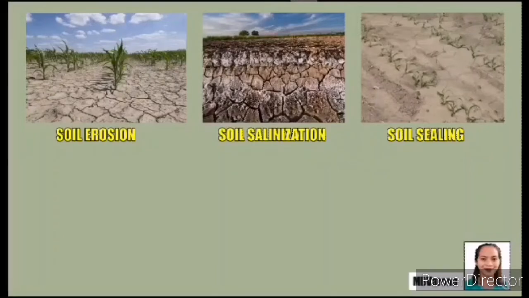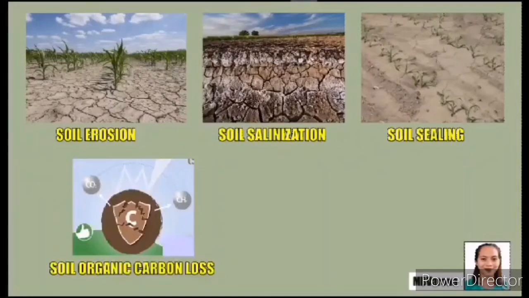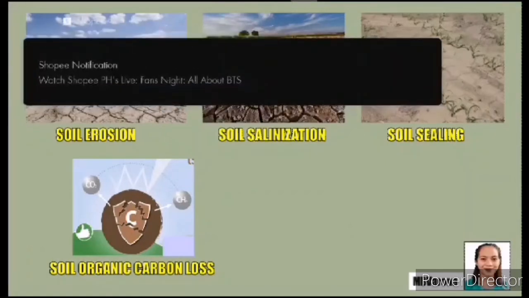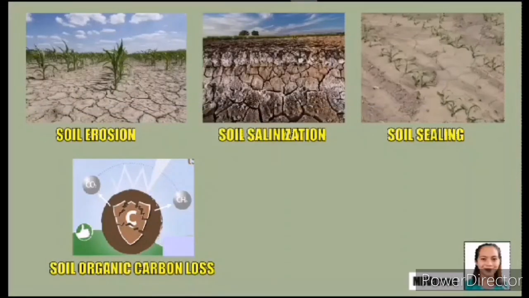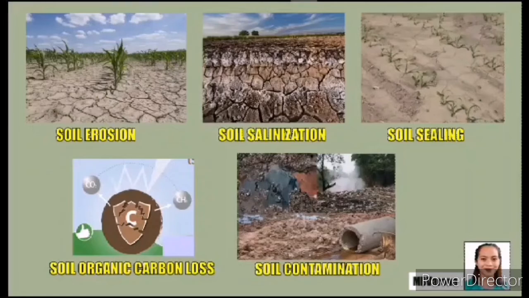Eighth is soil sealing. It is the permanent covering of an area of land and its soil by impermeable artificial material. Next is soil organic carbon loss. It is the loss of organic carbon stored in the soil. It occurs primarily due to the conversion of soil carbon to carbon dioxide or methane, both of which are greenhouse gases, and to the physical loss of carbon from the soil by erosion. Lastly is soil contamination. It is the addition of chemicals or materials to soil that have a significant adverse effect on any organisms or on soil functions.